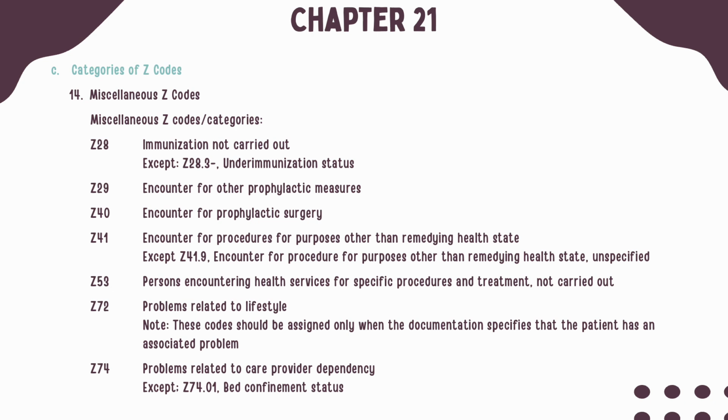This category includes the treatment that is not completed due to smoking, religious beliefs, and even a laparoscopic surgery that is converted to an open surgery. Category Z72 includes problems that are related to the patient's lifestyle, such as tobacco use, lack of physical exercise, and even high-risk sexual behavior. And category Z74 includes problems that are related to provider dependency, such as a reduced mobility and continuous supervision.